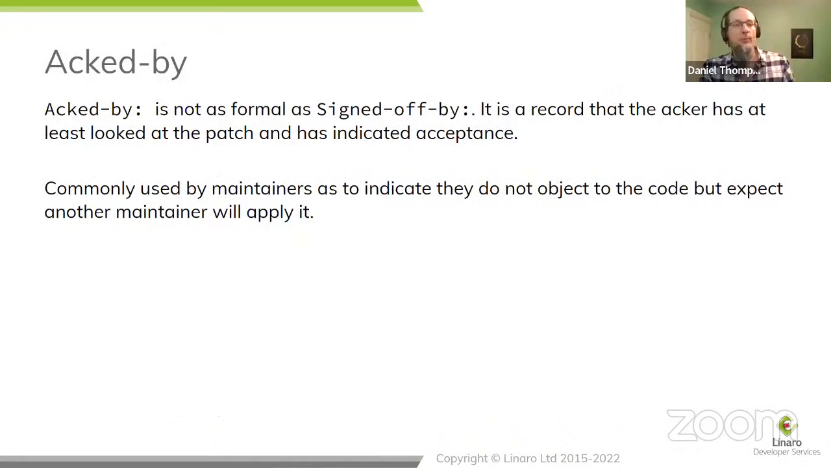There is a slightly less formal tag, acked by. Acked by does not have a formal description of what it means in those kind of certificates and statements of oversight. Acked by is basically a formal record that the person who has supplied the acked by has looked at the patch and doesn't object to it. It's most commonly used by maintainers to indicate to other maintainers that they're happy for the code to be added into the kernel. They're happy if it touches their subsystem for the patch to be applied, but they're anticipating that a different maintainer will apply it. So, like I say, it's not a super formal statement, but it's usually used by maintainers to coordinate with each other.